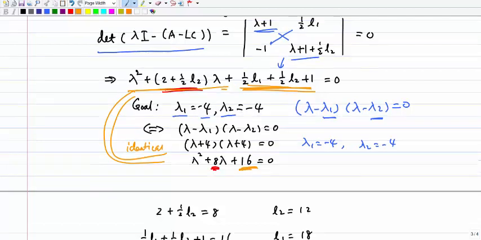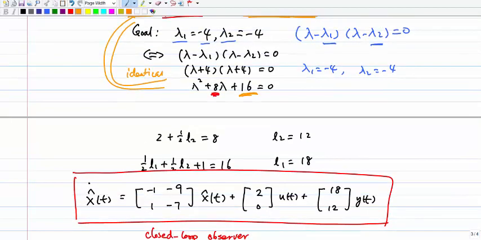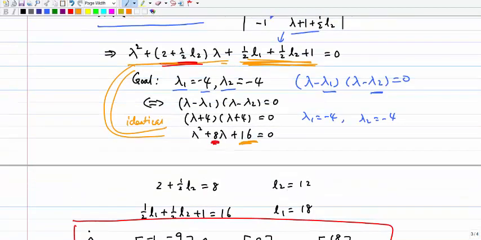Next is simple. We set 2 plus 1 half L2 to be 8, and this whole bunch of stuff equal to 16. Now we are done. 8 minus 2 is 6, times 2, so L2 is 12. Replacing L2 here, 1 half of 12 is 6, 6 plus 1 is 7, 16 minus 7 is 9, 9 times 2 is 18, so L1 is 18. So we figure out L.